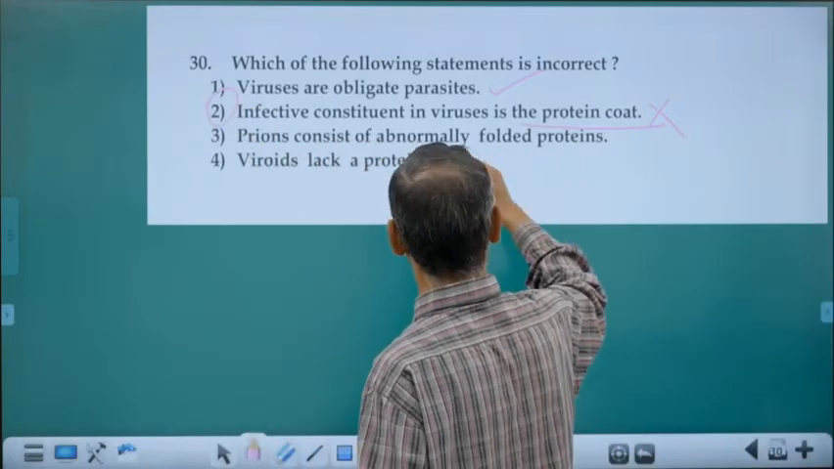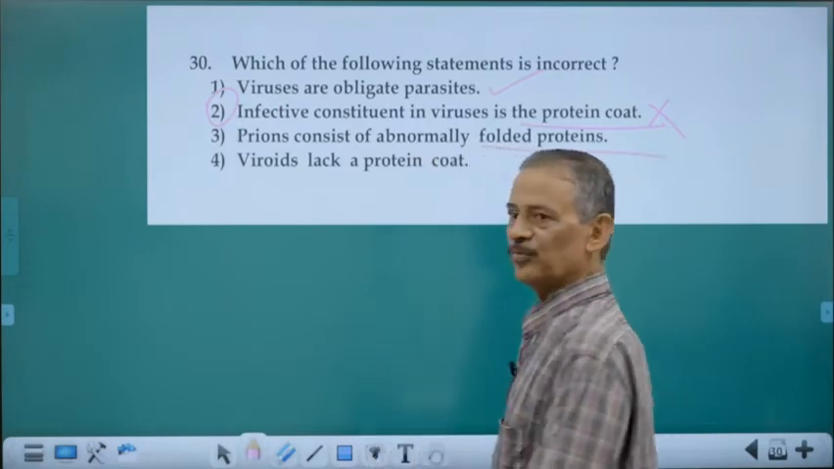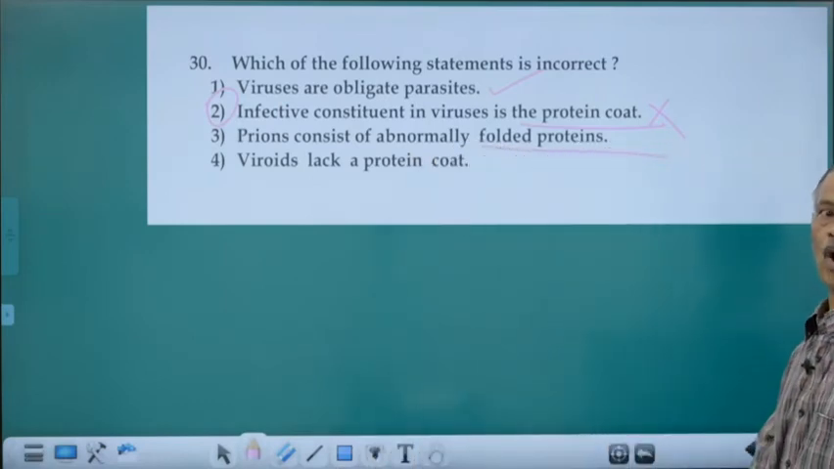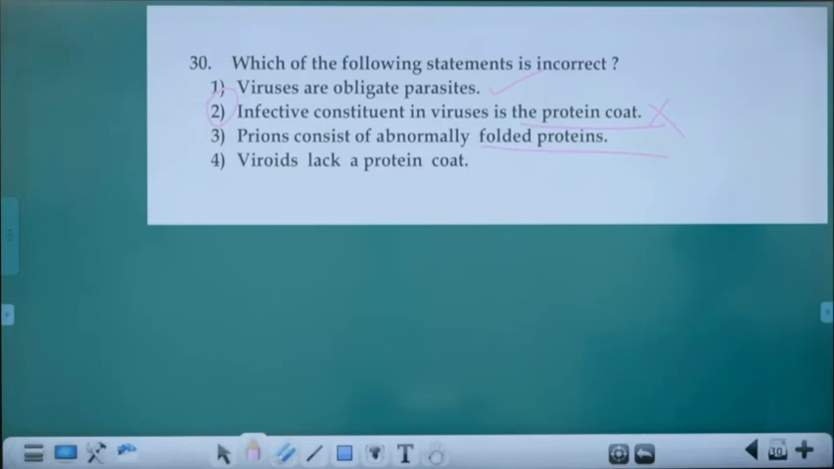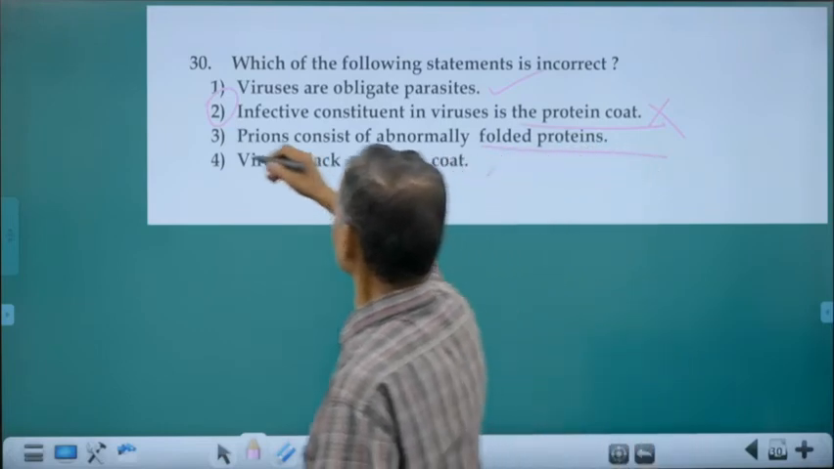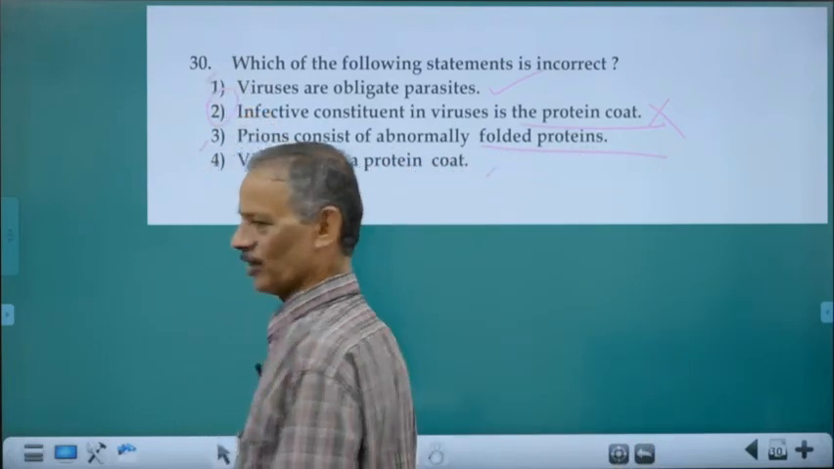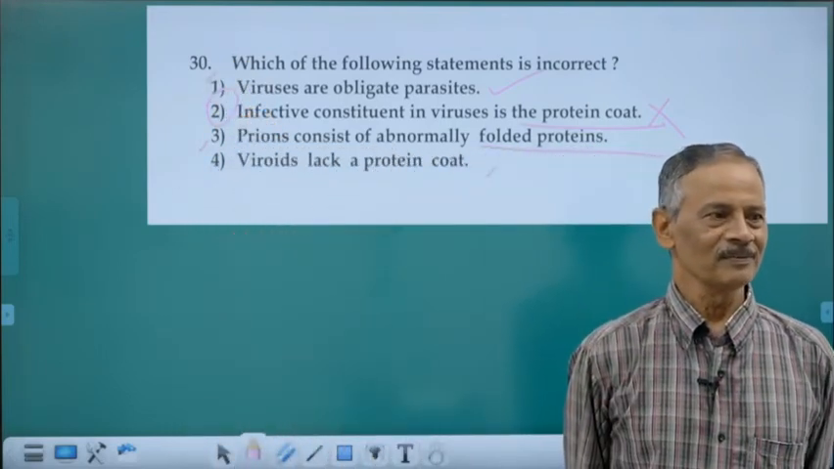Prions consist of abnormally folded, misfolded proteins. Prions are proteinaceous infectious particles. Viroids lack a protein coat. That is the main difference. There are RNA viruses that have no protein coat. So all of them are correct except for the second one. Is that clear?